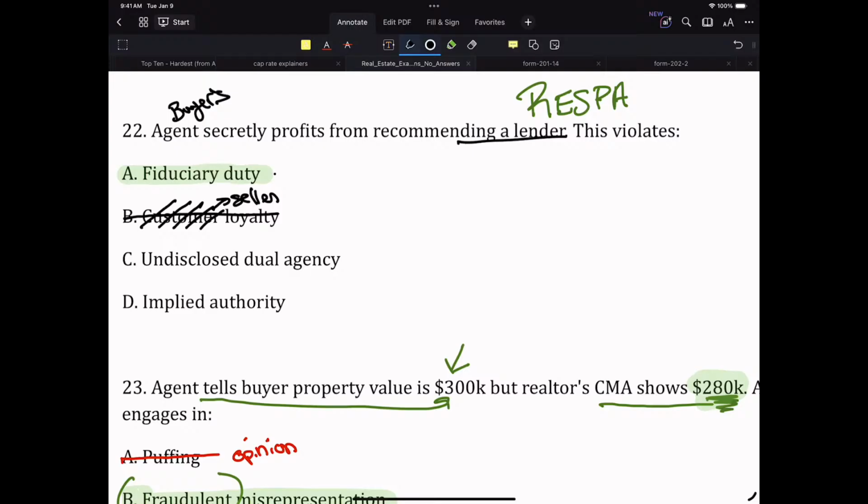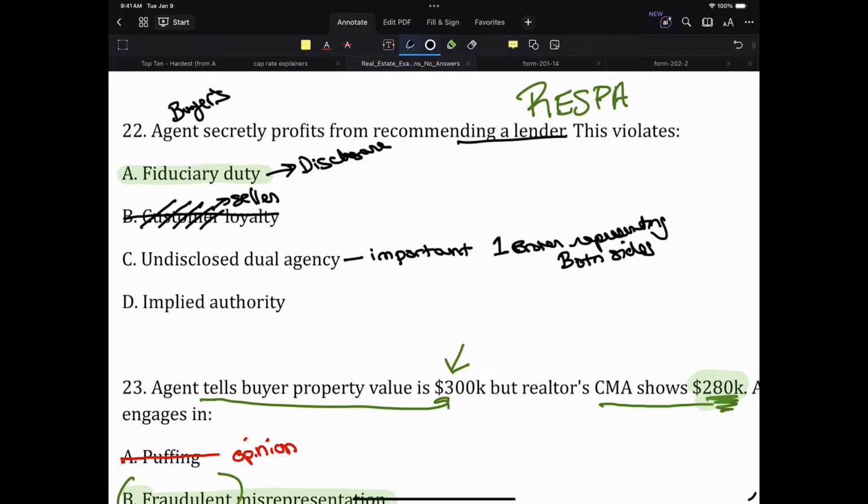And yes, Jordan, exactly. You do have the duty of disclosure. Yes, we love that. Now, undisclosed dual agency, that is important to know, is going to be illegal in every state. But this is not what it's describing. That would be one broker representing both sides. That's not what we're talking about here.